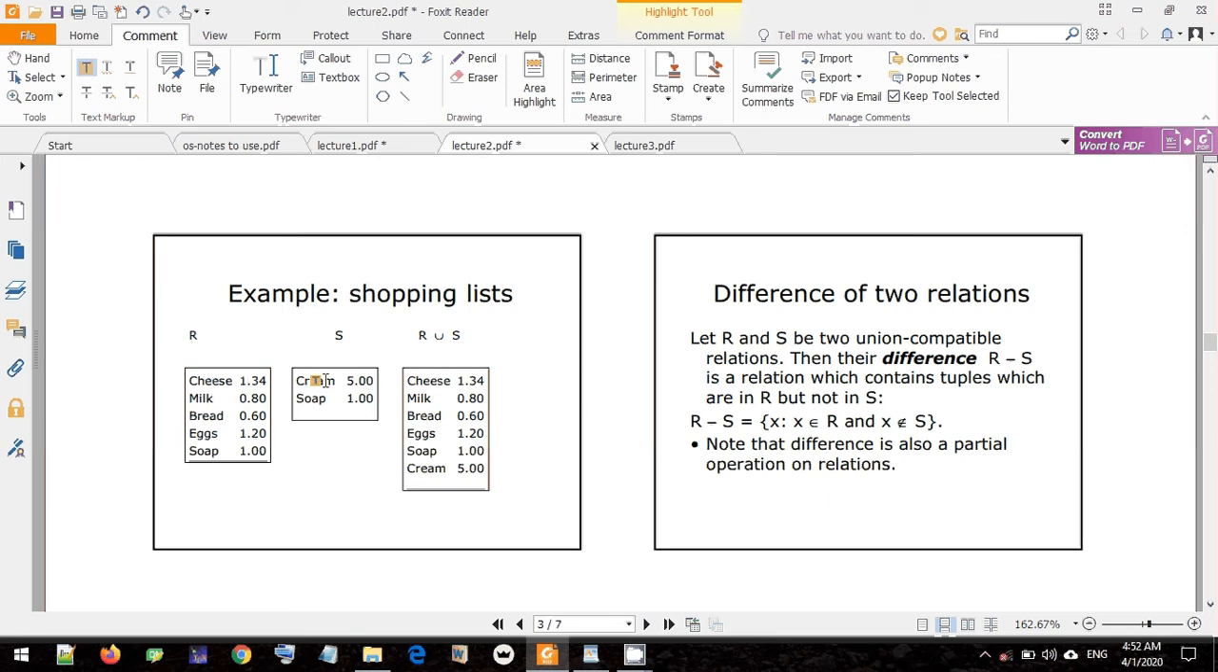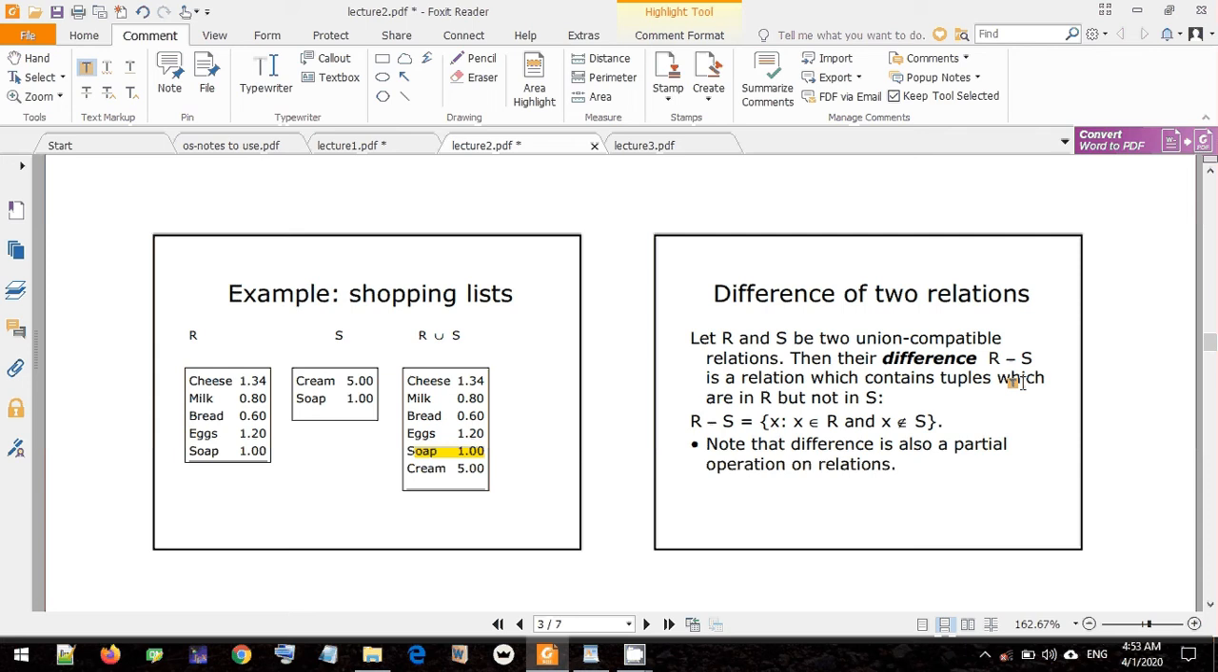We come to relation S. We have cream, soap. Cream, soap is already there, so we just leave it there, right? Since soap is already found in relation R, it is equally found in relation S.